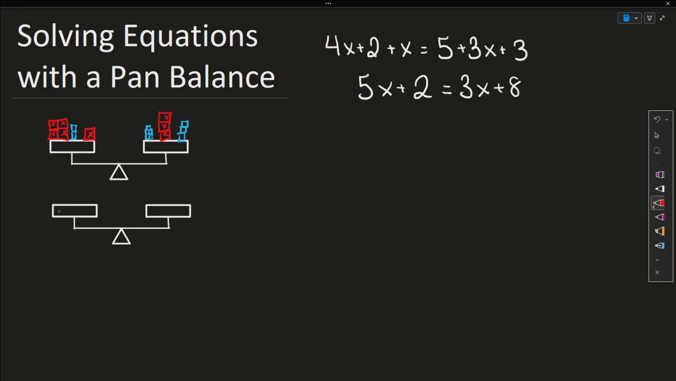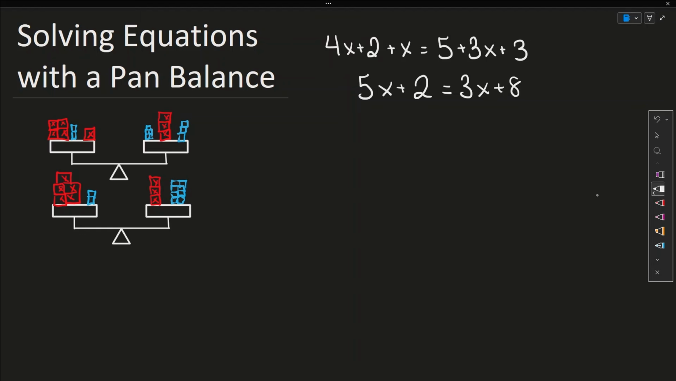In terms of our pan balance, this says we have 5 x blocks and 2 unit blocks on the left. And as you can see, that's exactly what we had before. We just rearranged the blocks. The second expression says we have 3 x blocks and 8 unit blocks. And once again, this is exactly what we had before. All we did was rearrange things on our pan balance.